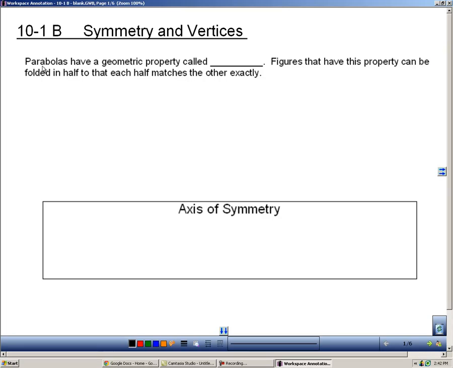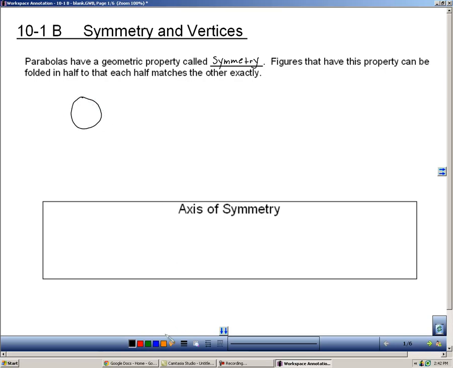Section 10.1b is about symmetry and vertices. Parabolas that we learned about in the first section have a geometric property called symmetry. Figures that have this property can be folded in half so that each half matches the other exactly. I'm going to try to do a couple quick sketches to illustrate that.